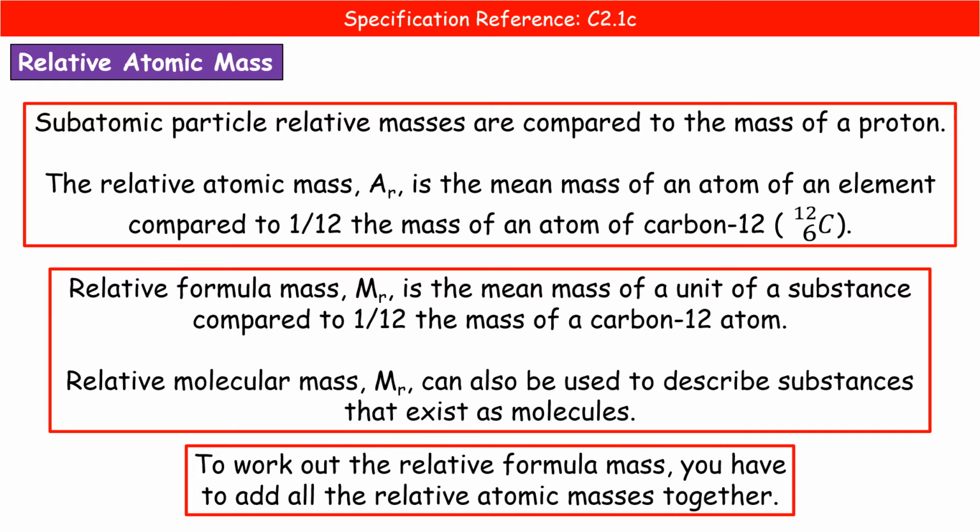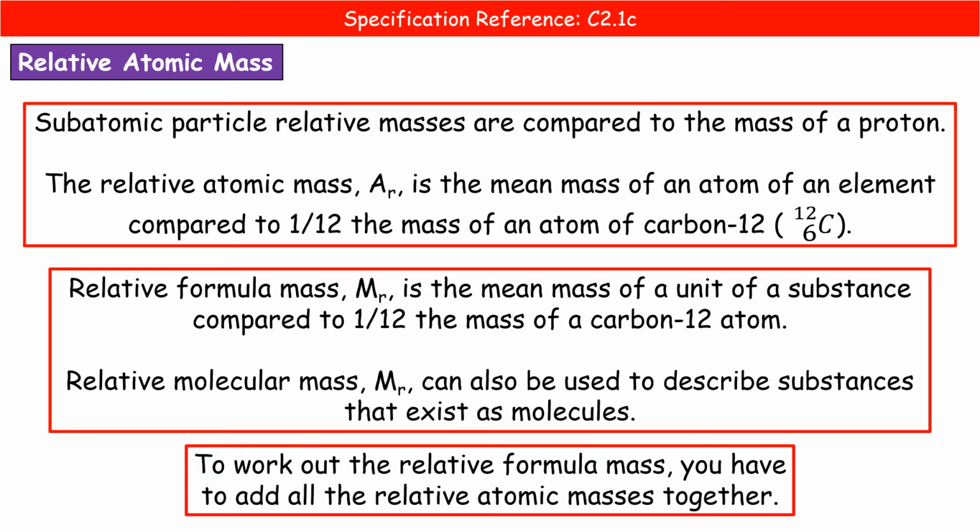First thing we're going to jump into then is looking at relative atomic mass and relative formula mass. When we talk about the relative atomic mass, that's just the mean mass of an atom of an element compared to 1/12 the mass of an atom of carbon-12. That's a really big mouthful of saying that the atomic mass is basically the thing you read on the periodic table for each of the elements.